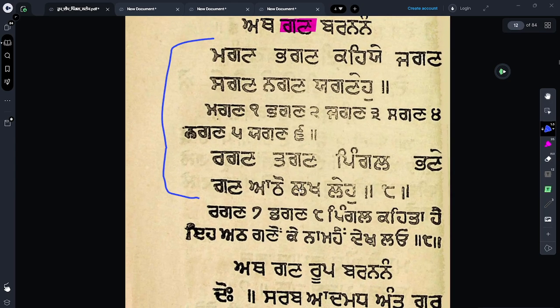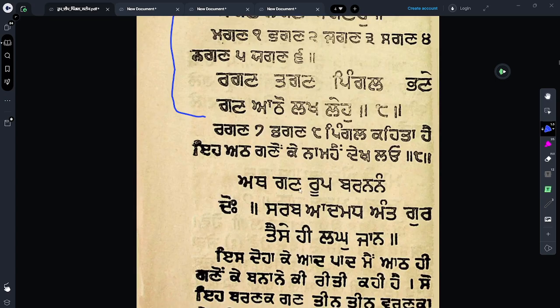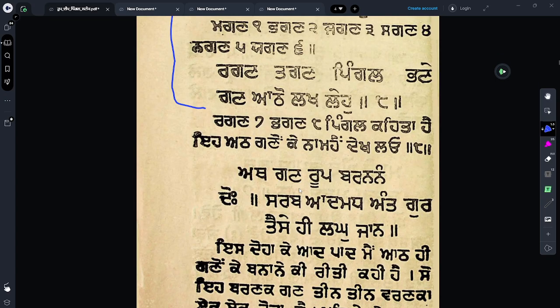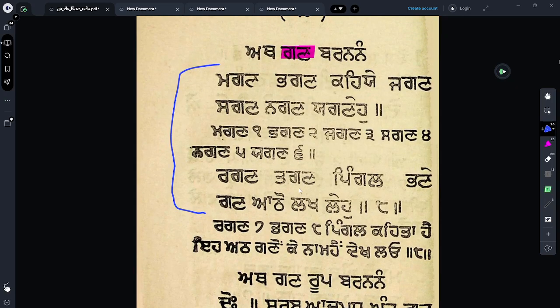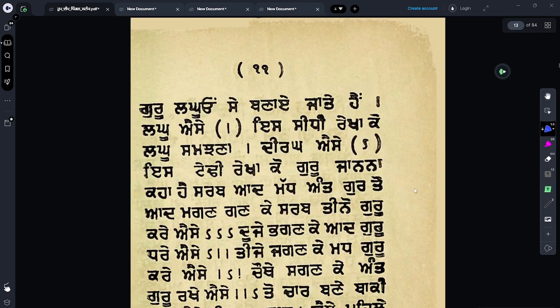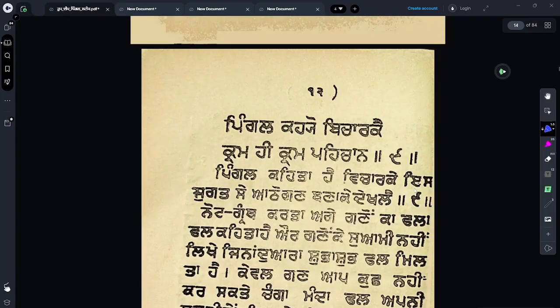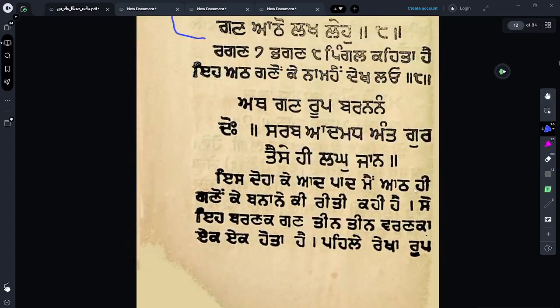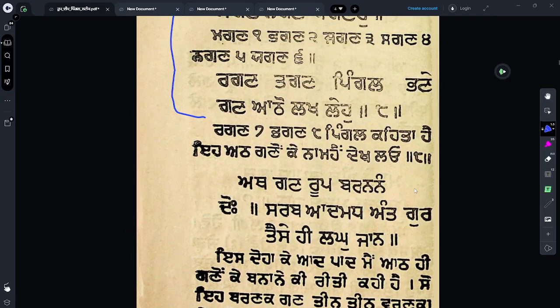And so what is the formula? At gan roop barnang. So now it's describing the formula. How do we construct these guns? How do we know which one is which? Sarab ad mad ant gur, taise hi lag jaan. Pingal kahyo vichar ka kram hi kram pehchan. So this is the order. This is the kram.